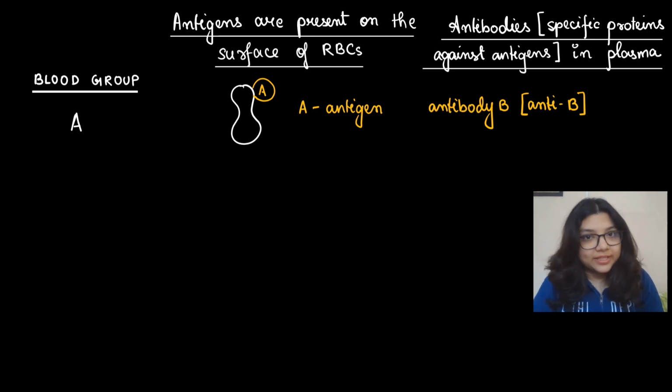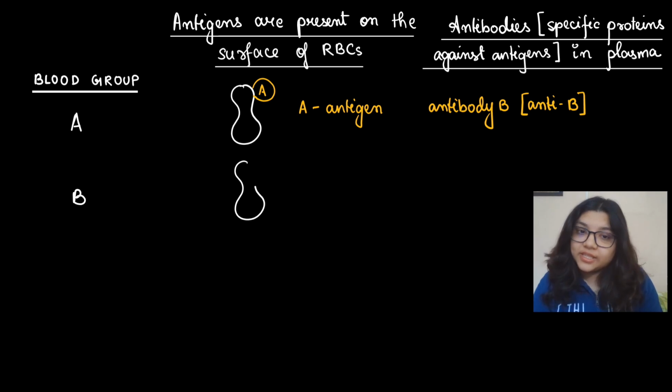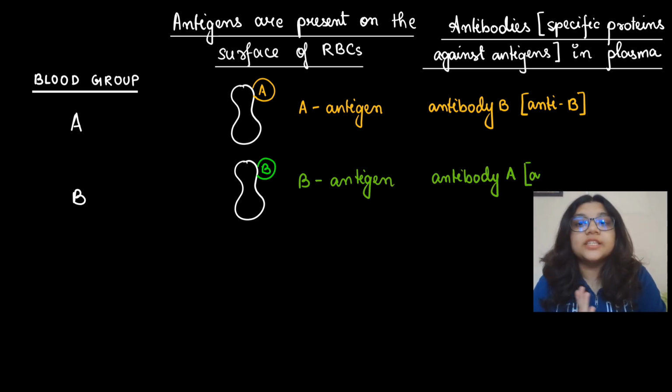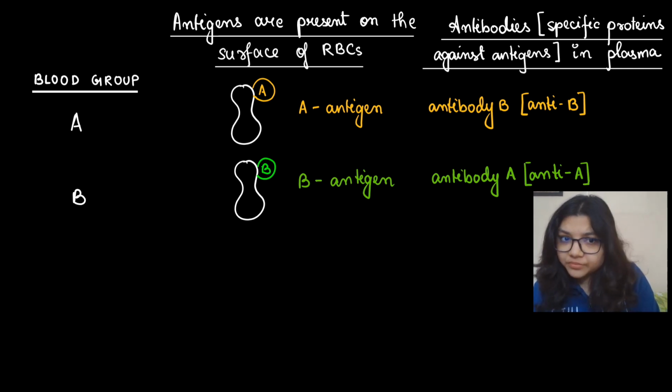Next. Similarly, in case of blood group B, say this is the RBC and the antigen on the surface is antigen B. Right, B antigen. So what should be the antibody? The opposite, that is, it should now be antibody A, abbreviated as anti-A.